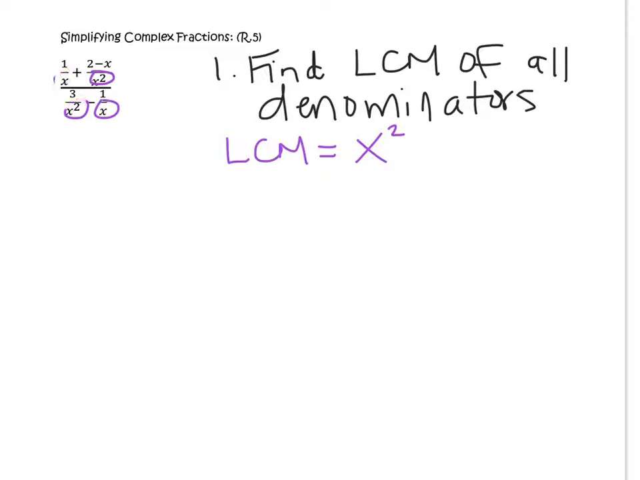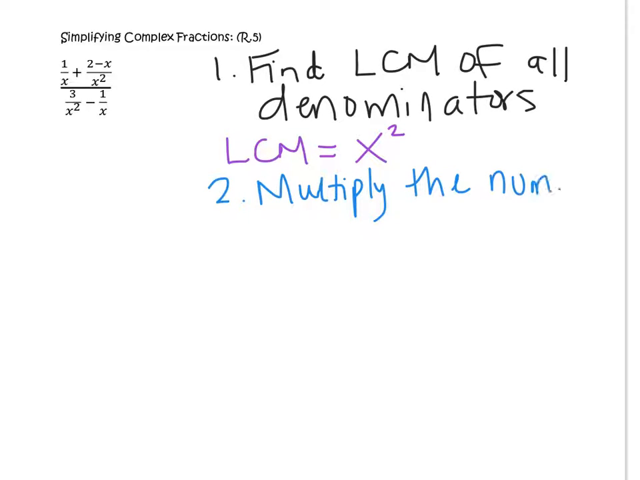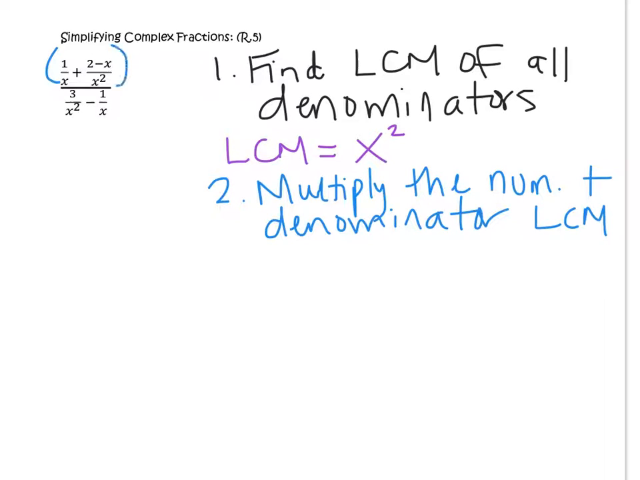What I'm going to do with that is multiply. My next step is going to be to multiply the top and the bottom, so really the numerator and denominator, by this LCM. I can do this. I couldn't do this in the first video because I didn't have this one. Watch, when I multiply the top by x squared and the bottom by x squared, I'm really multiplying by 1.